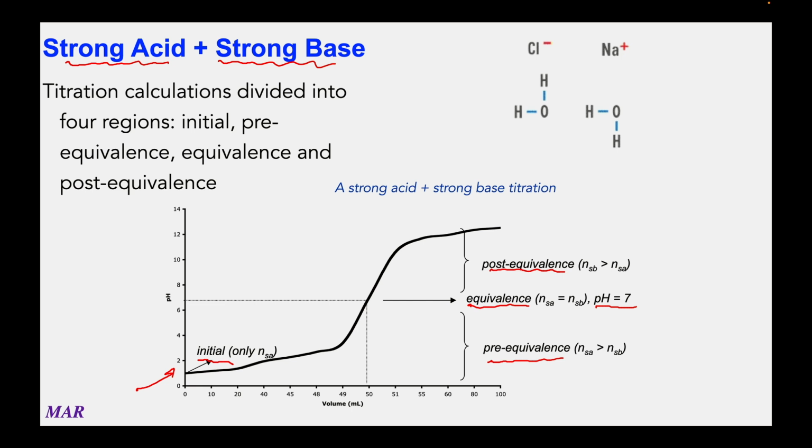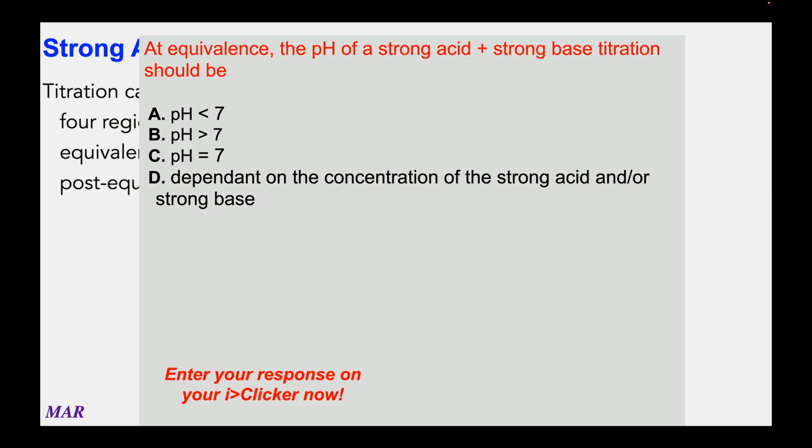We're going to compare that here in a little bit to a weak acid strong base. Those have different pHs at equivalence, but if you have to identify what your acid is, if that pH is about 7, you've got a strong acid. So in this question, it says at equivalence, the pH of a strong acid, strong base titration should be, and it gives you the three choices: less than 7, i.e. acidic; greater than 7, i.e. basic; equal to 7, neutral; or maybe it depends on the concentration of the acid or the base.